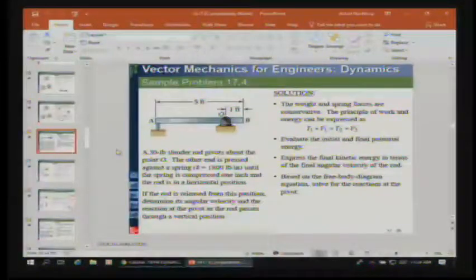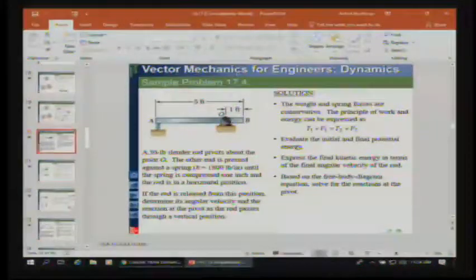When we come up with 17.4, we have a 30-pound slender rod, pivots at point O, so we have a fixed connector there. So we know something about that point. It's not really going to be moving. There will be forces acting on it. Forces are not going to be producing any work. Okay. We have a spring. We know what spring energy looks like. It's 1/2 kx squared, and it's compressed 1 inch, and the rod is released. Determine the angular velocity and the reaction at the pivot as the rod passes through a vertical position.